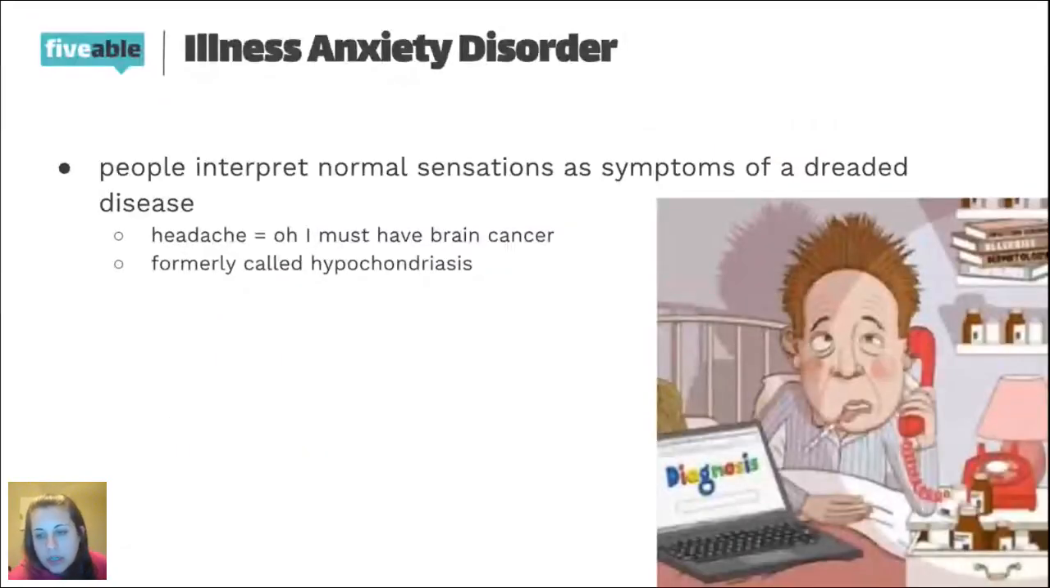If you've ever heard anyone being called a hypochondriac, that's the outdated term here. We now call it illness anxiety disorder. And basically someone with this psychological disorder interprets their normal sensations as symptoms of a dreaded disease. People who are like Dr. Google, right? As soon as they have a headache, they're entering all their symptoms into WebMD and they're like, oh my gosh, it says I might have brain cancer. Or, oh my gosh, it says I might have stomach cancer just because I have a stomach ache.